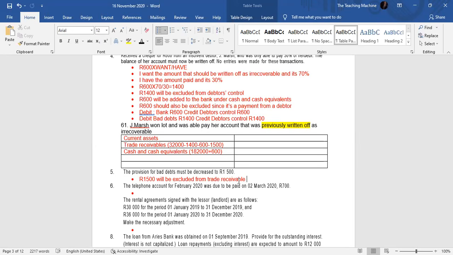Okay, so please be careful, students. When doing the statement of comprehensive income, you work out the difference. But when doing the statement of financial position, focus on the amount that is provided on the adjustment. This information simply tells us that the provision for bad debt should be 1.5. Now, we're going to say minus 1.5 under trade and other receivables. More questions?